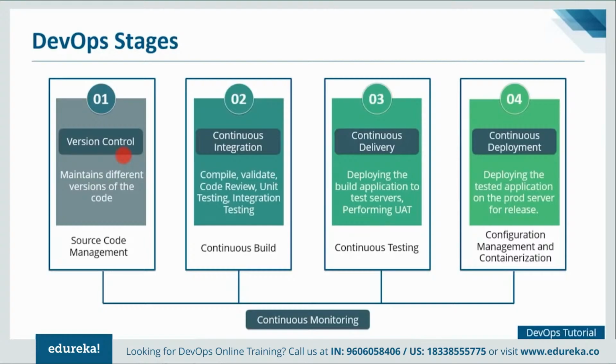So all of these questions can be answered once you use version control tools like Git, Subversion, etc. We are going to focus on Git in our course. So then we have continuous integration. Continuous integration is basically building your application continuously.